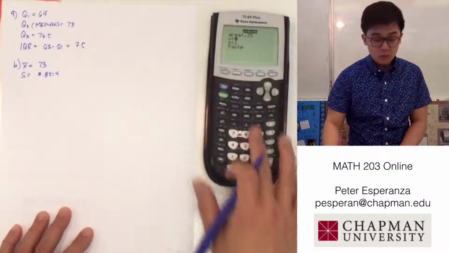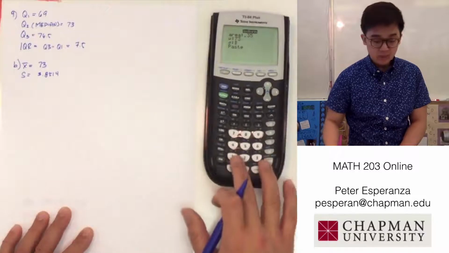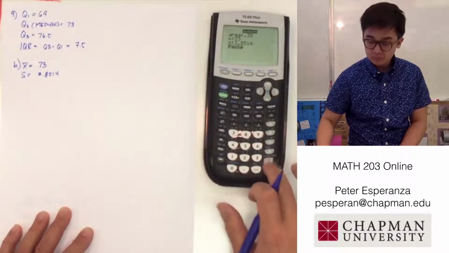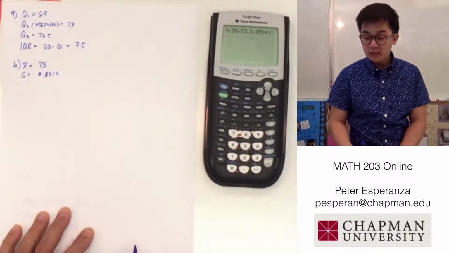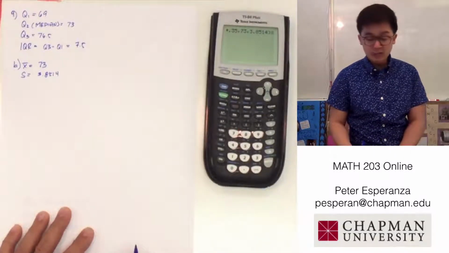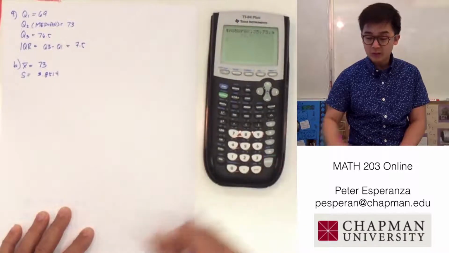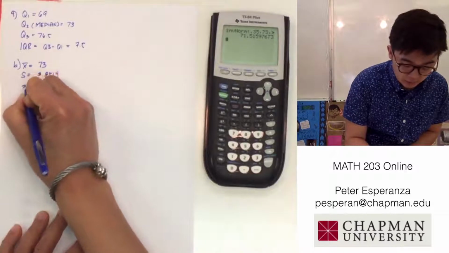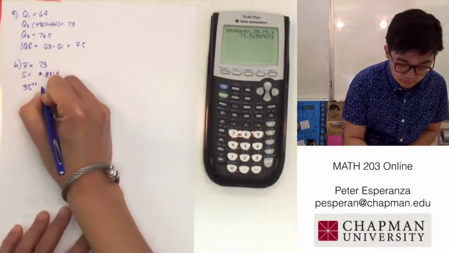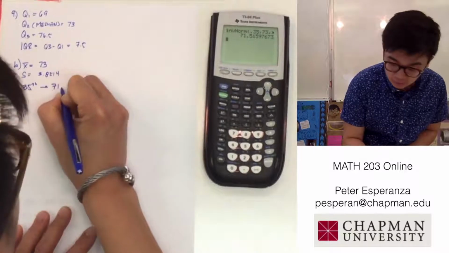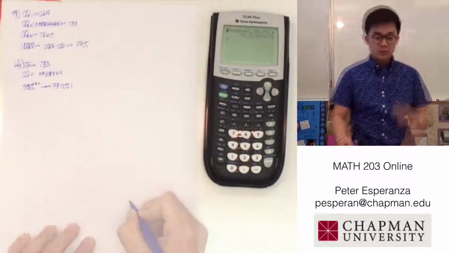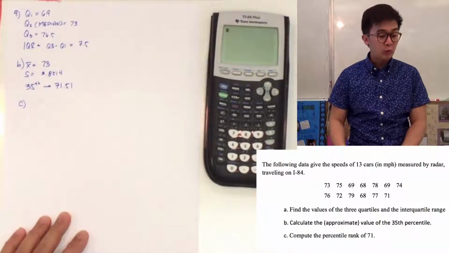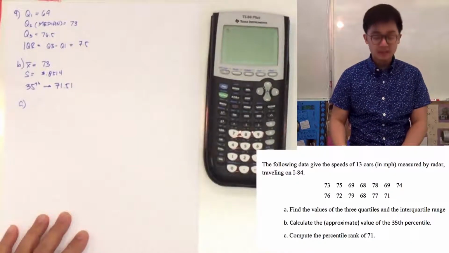The mu, or the mean, is 73 with a standard deviation of 3.8514. And using our calculator, it will give us the 35th percentile of our distribution, which is 71.51. So our 35th percentile is at 71.51. Now, for letter C, we're supposed to compute the percentile rank of 71.